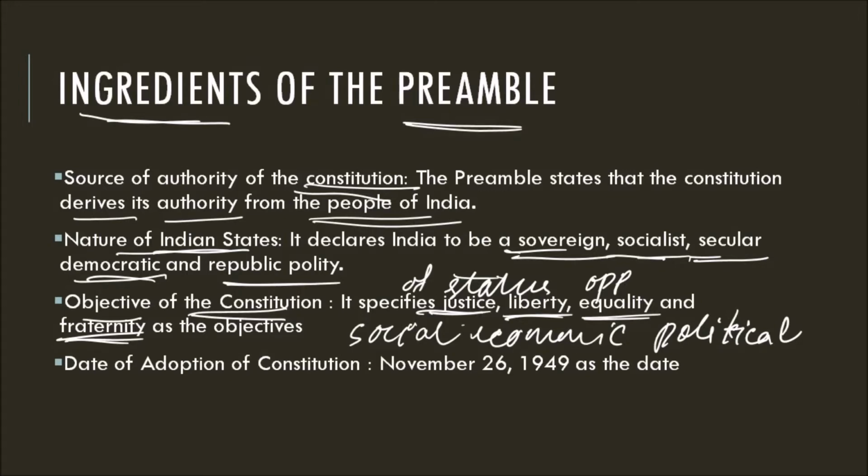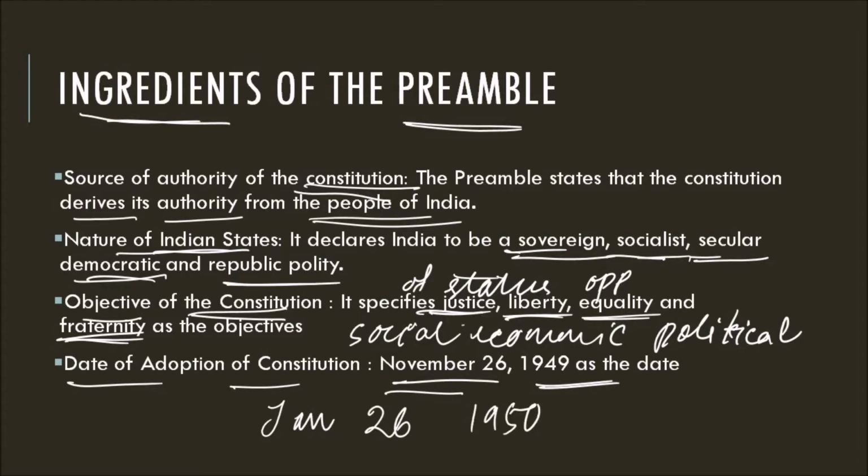Right? The preamble also says about the date of adoption of the Constitution. It is clearly written that in our Constituent Assembly, this 26th day of November 1949, do hereby adopt, enact, and give to ourselves this Constitution. That means November 26, 1949 is the date of adoption of the Constitution. But remember, the Constitution came into force on January 26 of 1950. Don't get confused between these two dates. November 26, 1949, the Constitution was adopted. January 26, 1950, it came into force.